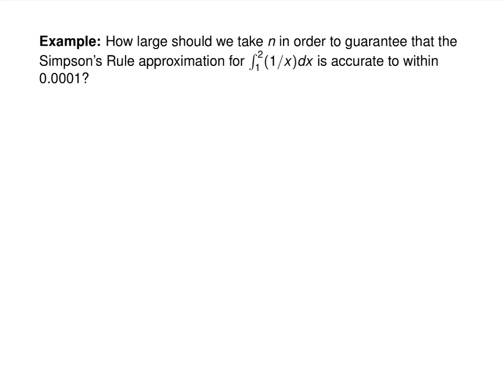All right, so how large should we take n in order to guarantee that with the Simpson's rule approximation for the integral from 1 to 2 of 1 over x dx is accurate to 0.001? Now we did this with Trapezoid Rule and with the Midpoint Rule, and those I believe were 41 and 29 respectively. Simpson's rule is going to be 7. It's amazing how accurate this is. So first thing is find the fourth derivative of f of x equal 1 over x.